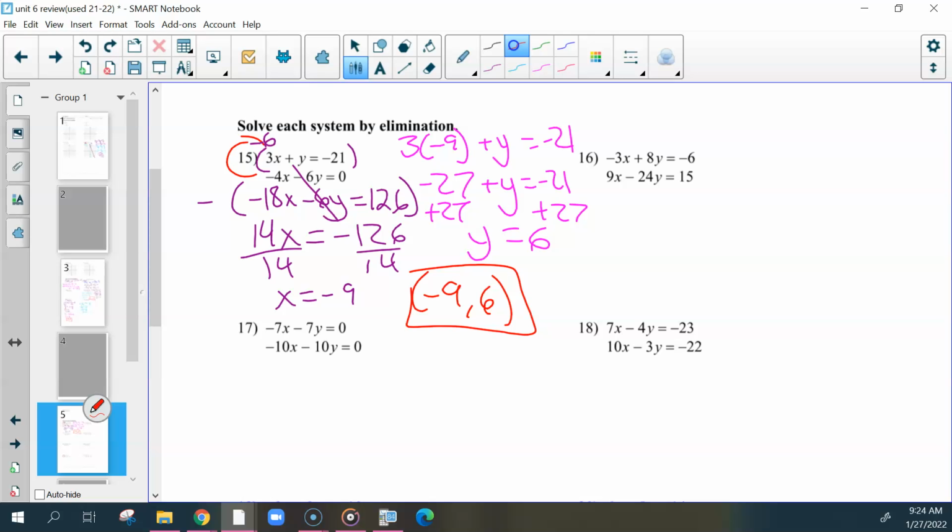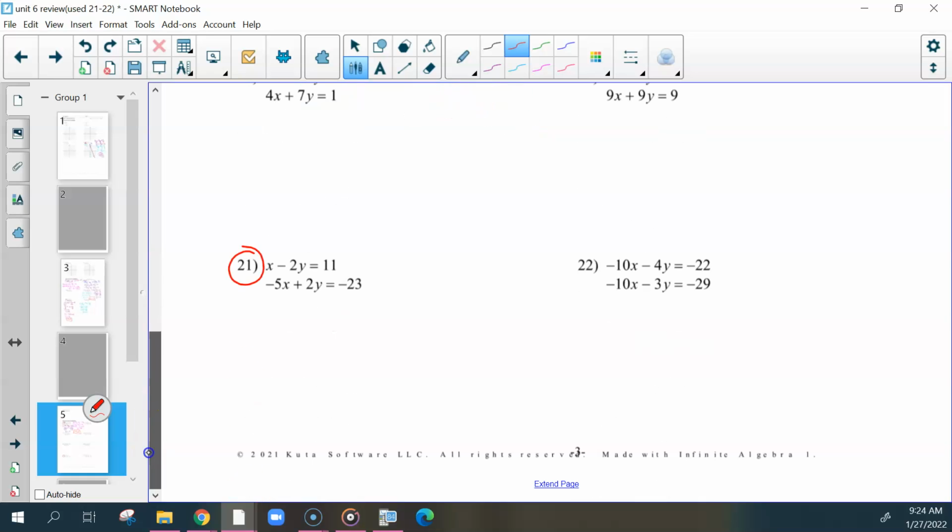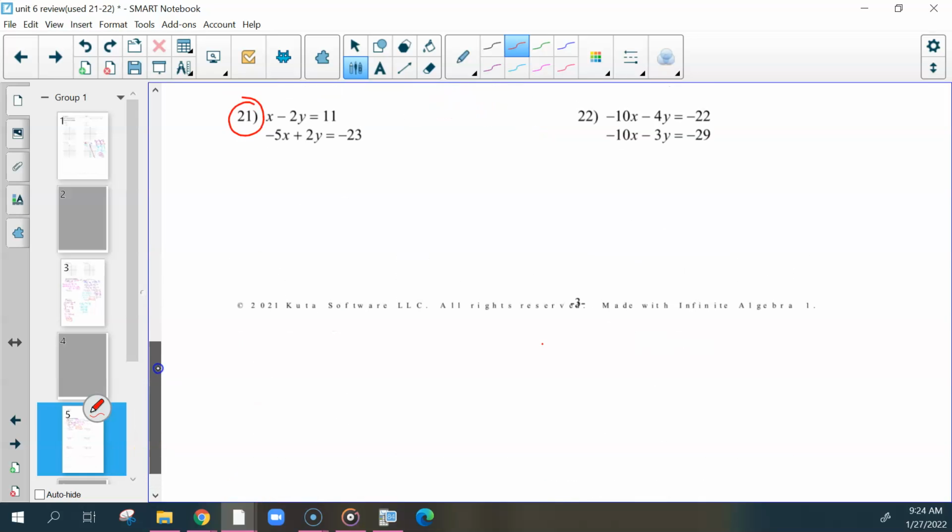Moving down to 21. Do we have coefficients that are the same? Yes and no. They're similar. I should have said, do we have similar coefficients? One is positive, one is negative, which is fine. So we can eliminate our y's by doing what? Adding.